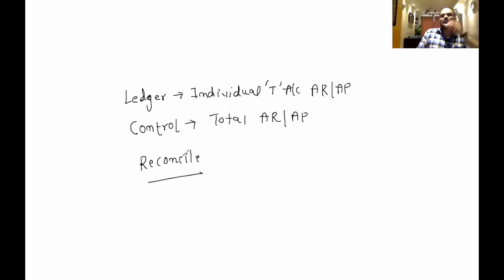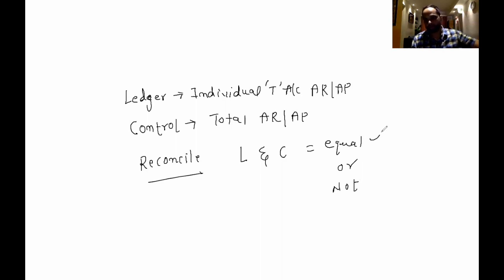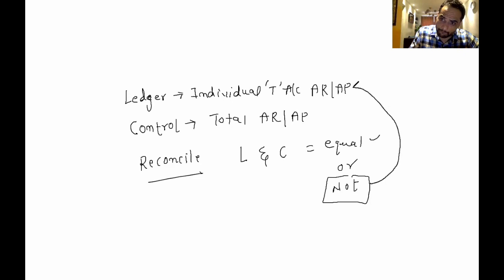Now, the third thing we will do is reconcile. What is the meaning of reconcile? Reconcile means checking whether the balance of the ledger and the control account are equal or not. If it's equal, move on. If it's not equal, it doesn't mean that I will write that number in the suspense account. No. If it's not equal, I will go back and check: did I make any mistake or not?